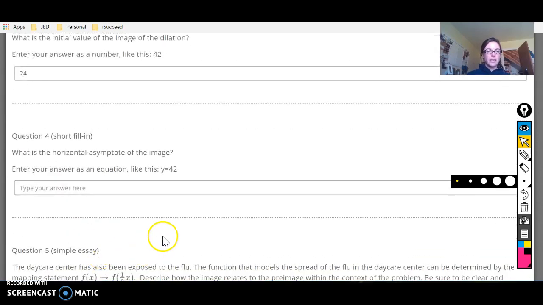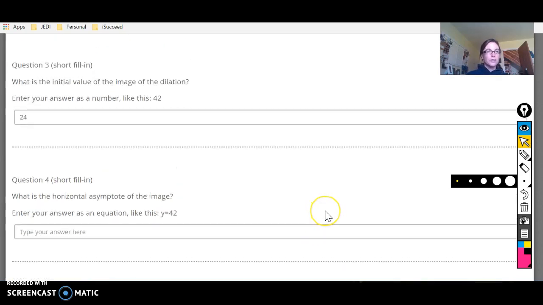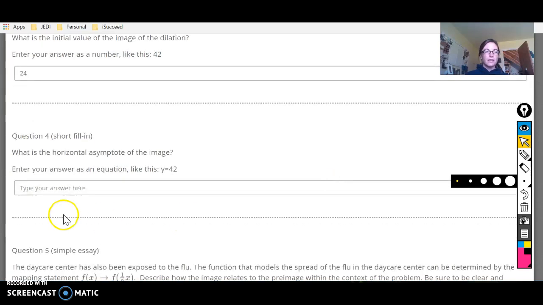Okay, so in the answer key, this one is wrong, but I'd like you to go ahead and type in the right answer, and I'll make sure and grade it correctly. I guess it'll be kind of how I know you watched the video. So what is the horizontal asymptote of the image? Let's see. Maybe what I'd like here is, let's put the horizontal asymptote of the dilation. So they're asking the horizontal asymptote of the image.